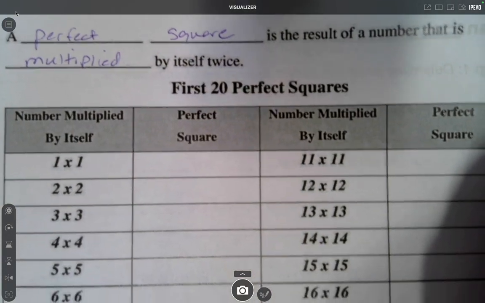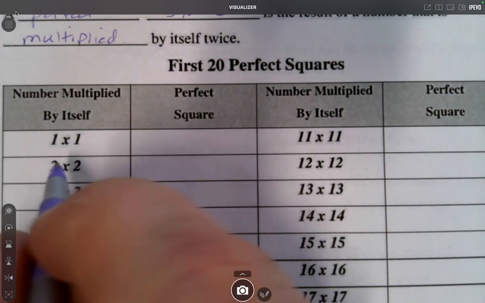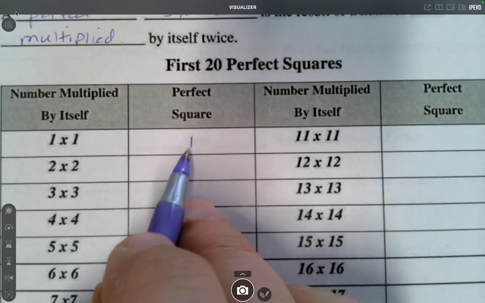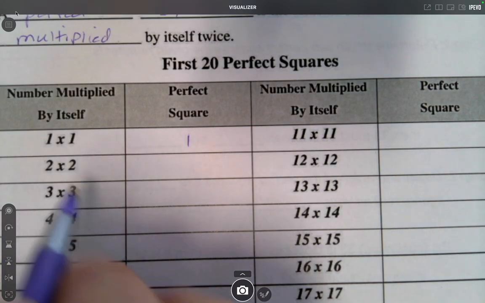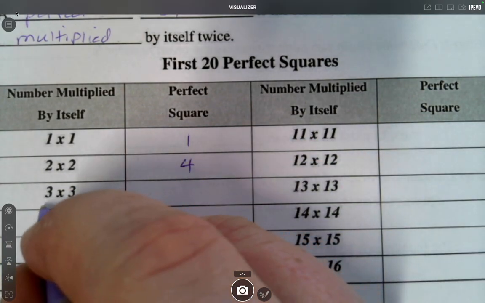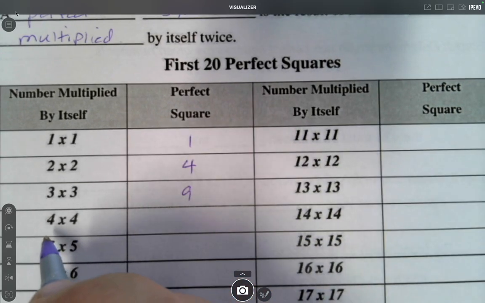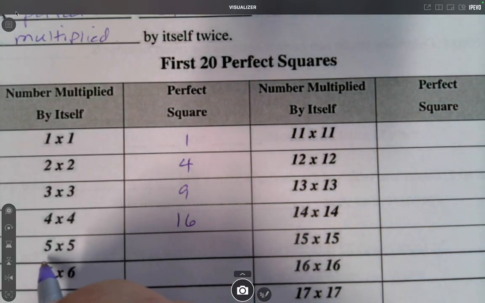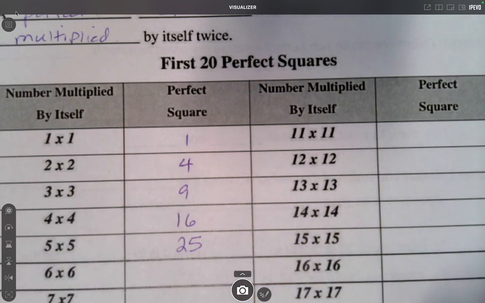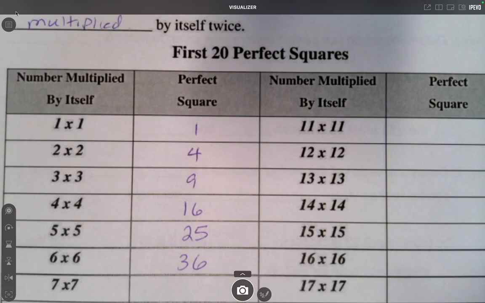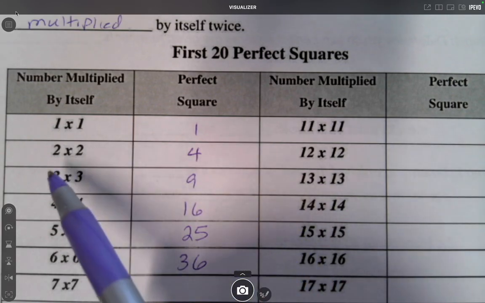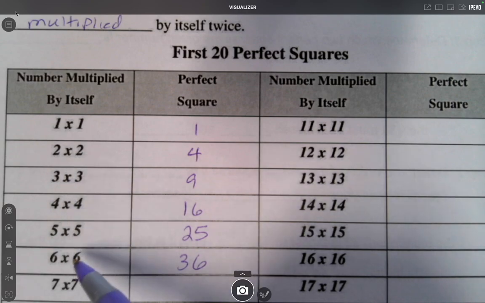So here's the first 20 of them. 1 times 1 is 1. So that means 1 is a perfect square because it's the result of the same number being multiplied by itself. 2 times 2 is 4. 3 times 3 is 9. 4 times 4 is 16. 5 times 5 is 25. 6 times 6 is 36. So everything I've written so far in purple, those are perfect squares because they're the result of a number being multiplied by itself. 9 is the result of 3 times 3.